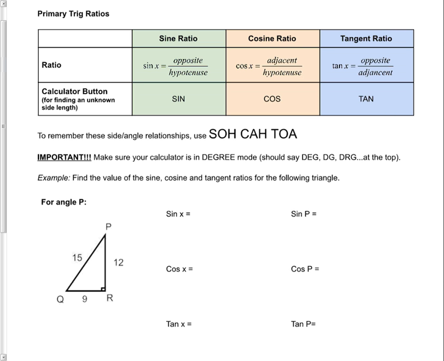And there's three primary trig ratios. One is the sine ratio, the other is the cosine ratio, and the third is the tangent ratio. Okay, and so we can remember these three ratios using the expression SOHCAHTOA.